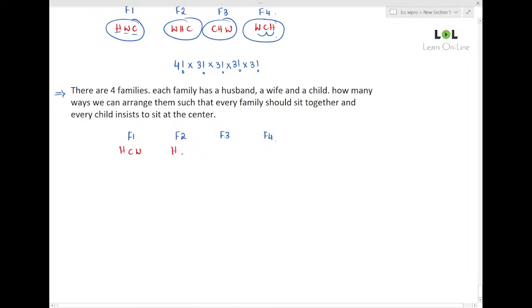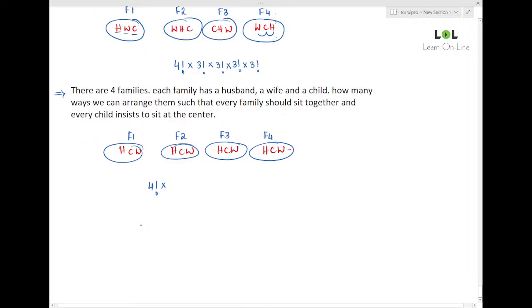Perfect, Manohar. Very good. That's it. Now observe what happens here. Once again, just like in the previous case, we'll consider every family as one unit. Four families, four factorial. But this time we don't change the position of the child. Every child will sit at the center only.